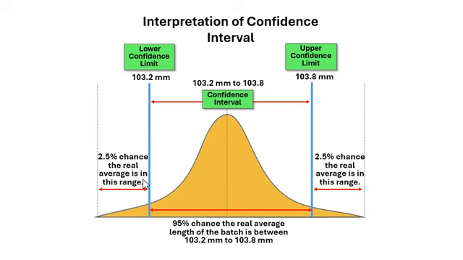Okay, so mathematically and graphically, we can look at that. Here is your lower confidence limit, 103.2, and upper, 103.8. Our unit in this example is millimeters. That is your confidence interval because it gives you a range from here all the way to there. On this side, you have about a 2.5% chance the real average is here, or a 2.5% chance the real average is here, but you have a 95% chance that the real average is in here.